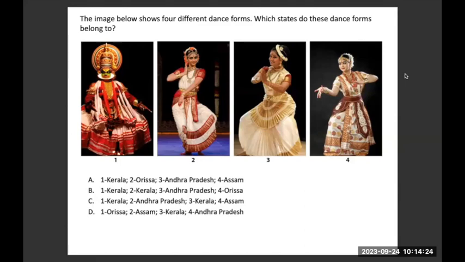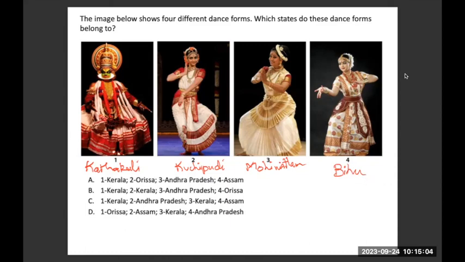So the dance forms which are shown here: first one is Kathakali. The second one is Kuchipudi. This is Mohiniyattam. Apologize for the spelling mistake if I've made any here. And the last one which you see is Bihu.